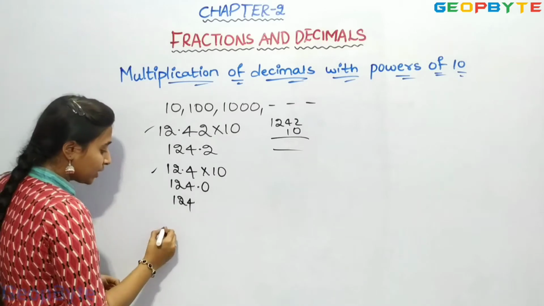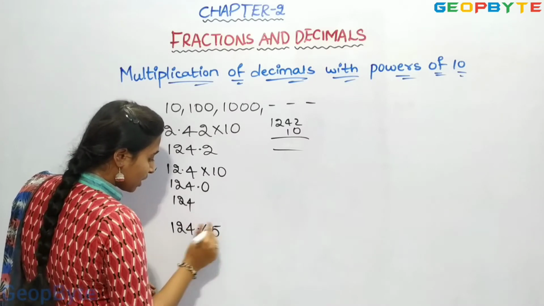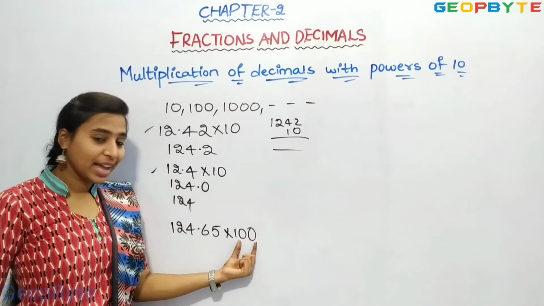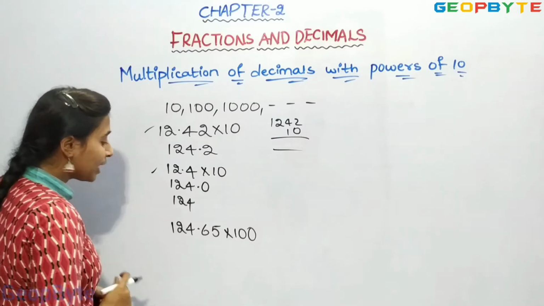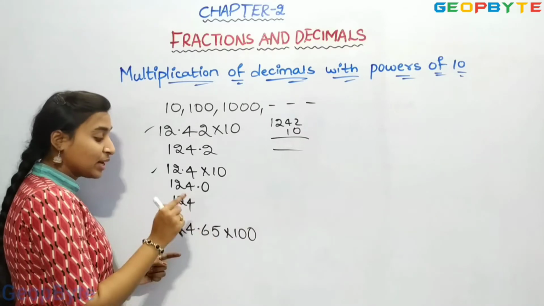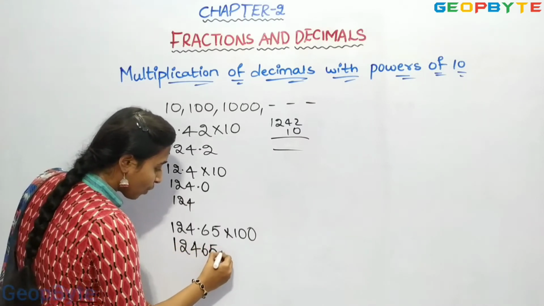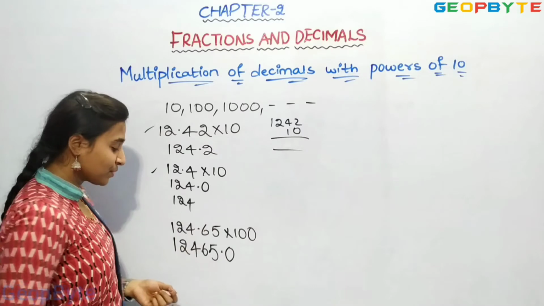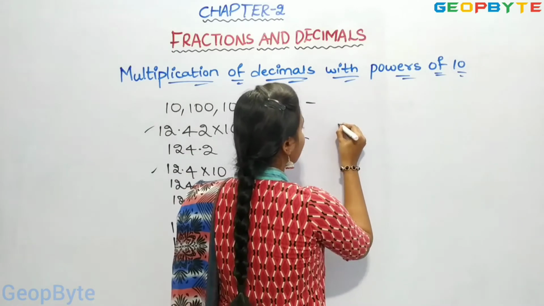Now we will do 124.65 × 100. In this condition, if you see, we have two zeros in 100. So, when we multiply the decimal with 100, the point moves right after two digits. We have no number after 5, so we will write 0. So, 12465.